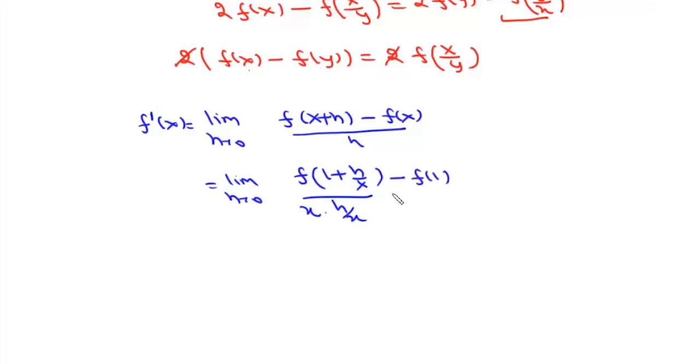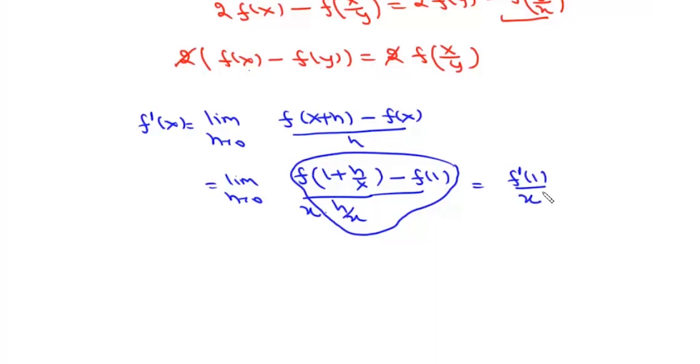So we'll write minus f(1). Now this is nothing but this is derivative of this function at 1. So it will be this f dash 1 upon x. Now f dash 1 is also 1. So this is 1 by x. So our function is defined such that f dash x is 1 by x.